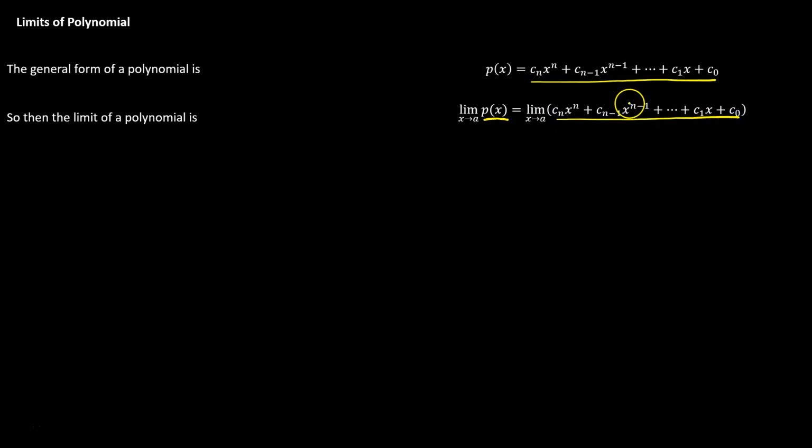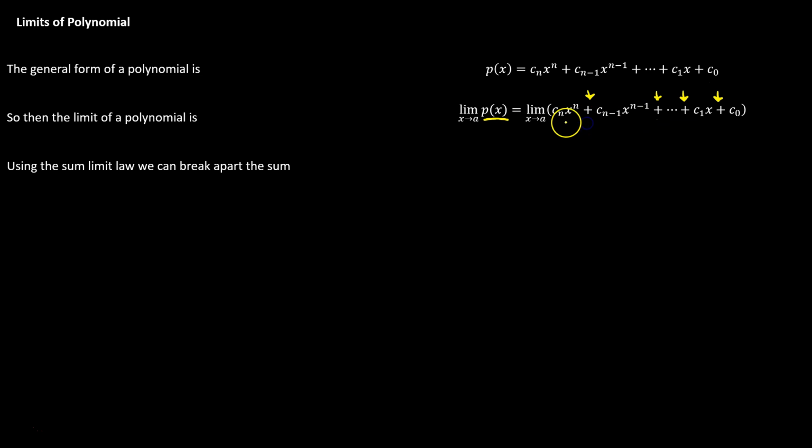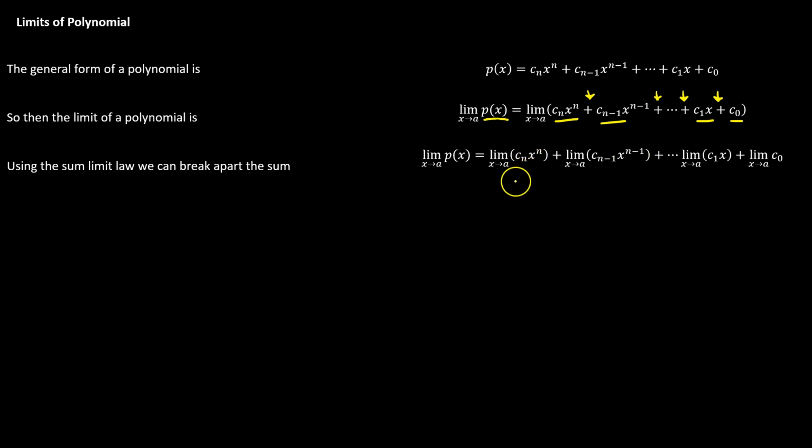Now, looking at that expression, I might think, I see a lot of plus signs here. So maybe we ought to try and apply the sum limit law. That sum limit law is going to break apart each and every one of these terms so that instead of one long expression, I have separate expressions. So now every term in that general polynomial has its own limit notation on it, thanks to the sum law.